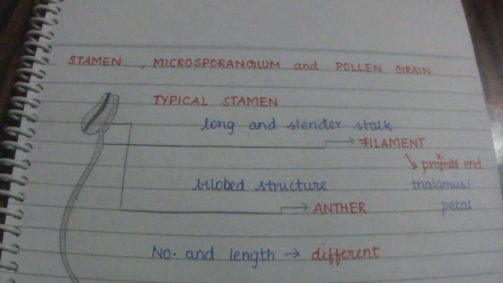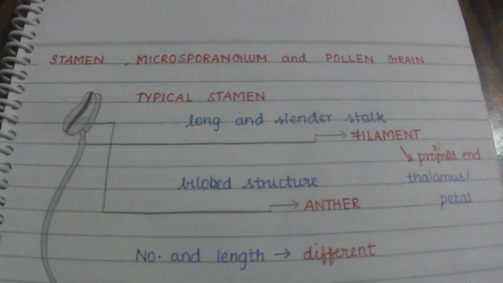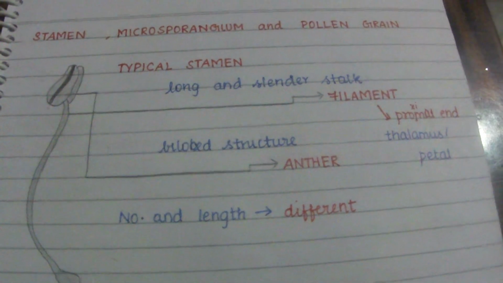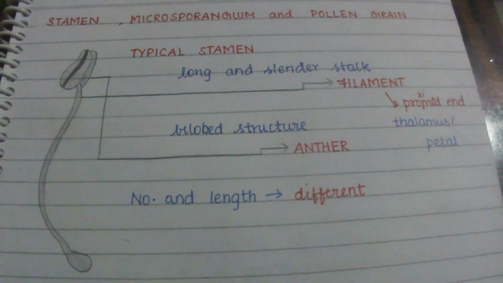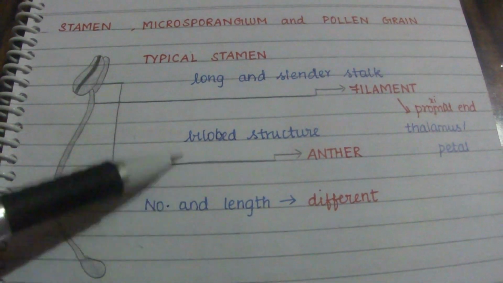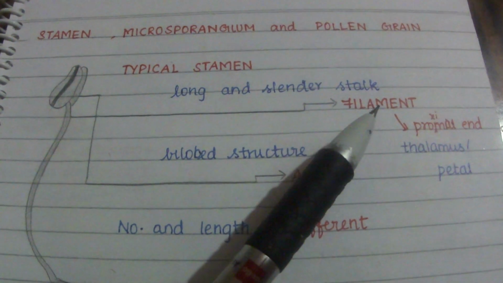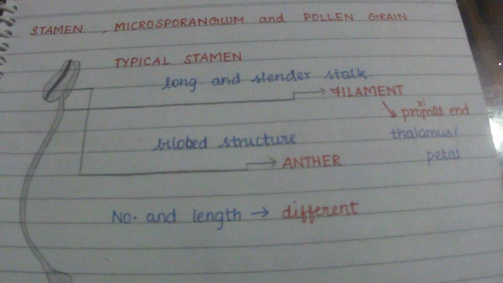In this video we are going to discuss the stamen, microsporangium and the pollen grains. Here I have given the diagram of a typical stamen. A typical stamen has a long slender stalk called the filament, and a bilobed structure called the anther. The filament is attached to the proximal end of the thalamus or the petal.